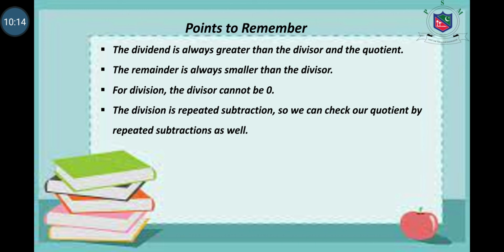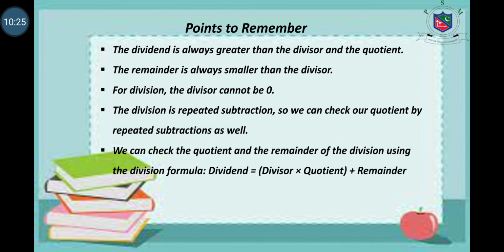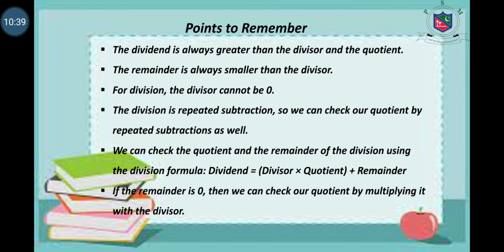Division is repeated subtraction. So we can check our quotient by repeated subtraction as well. We can check the quotient and the remainder of the division using the division formula, that is, dividend is equal to divisor multiplied by quotient plus remainder. If the remainder is 0, then we can check our quotient by multiplying it with the divisor. If the product is equal to the dividend, then the quotient is correct.